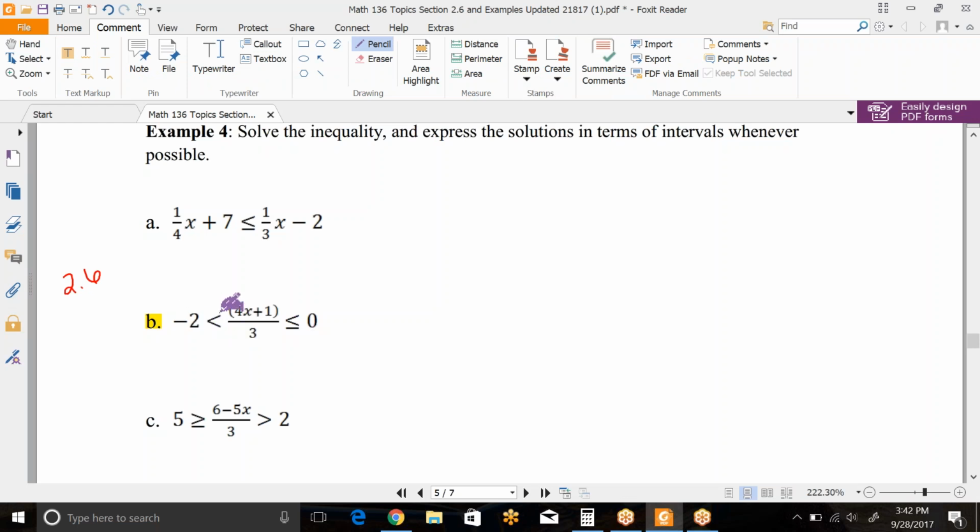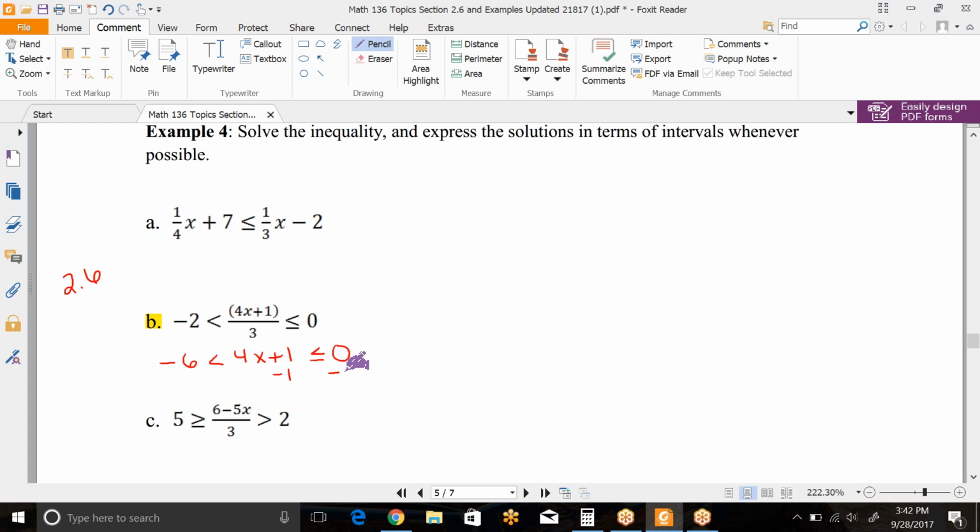Since this is a compound inequality, you have two different inequalities, we need to get x by itself in the middle. So the first step is we're going to multiply everything on all three sides by 3. So that would make this -6. The middle would just become the 4x plus 1, since the 3 would cancel if you multiplied by it. And anything times 0 is still 0.